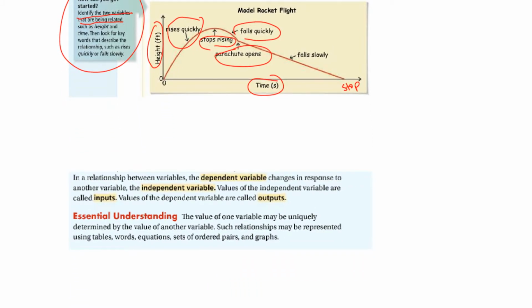In a relationship, the dependent variable changes in response to another variable, which we call the independent. Values of the independent variable are inputs. Again, these are the x's, and the dependent variables are outputs, which are our y's. The value of one variable may be uniquely determined by the value of another variable, and we can represent these using tables, words, equations, sets of ordered pairs, and graphs.